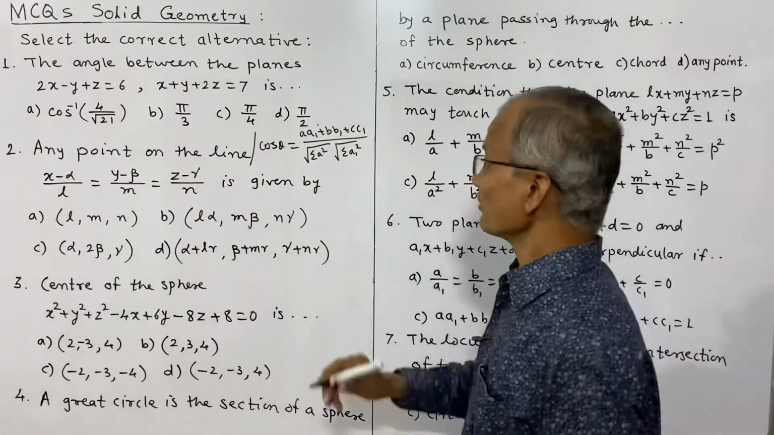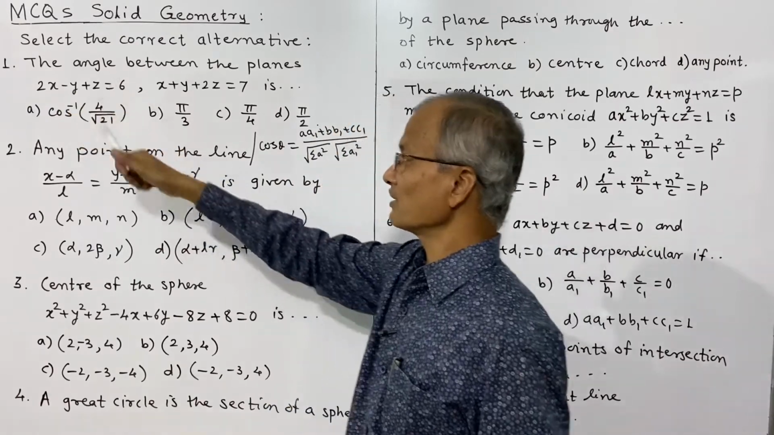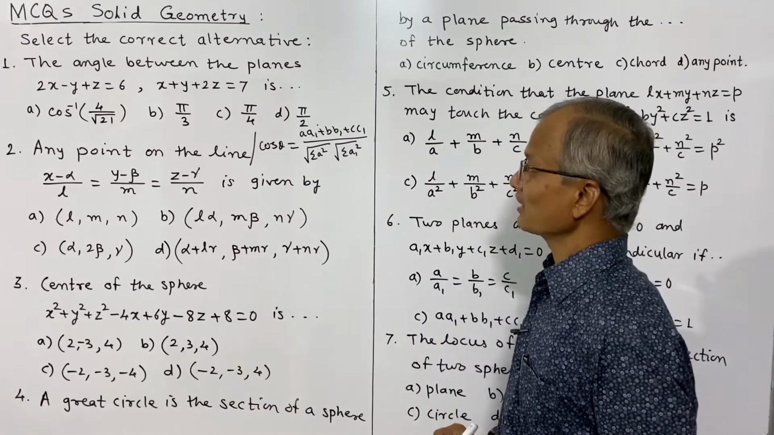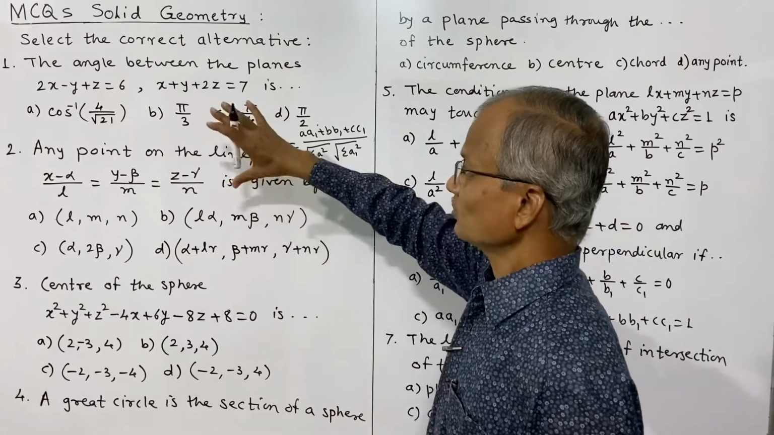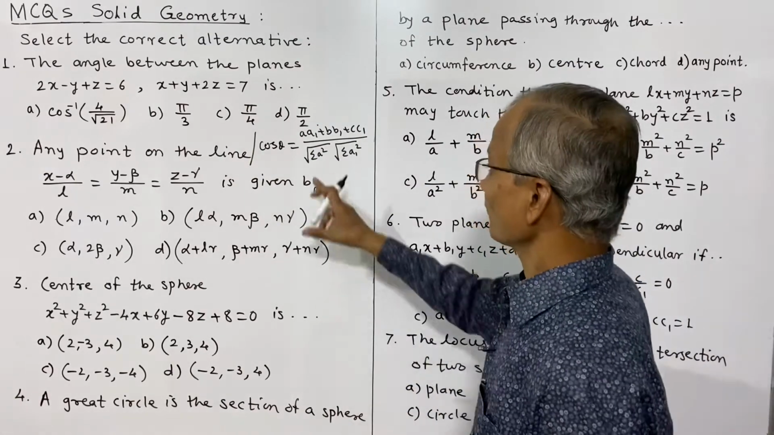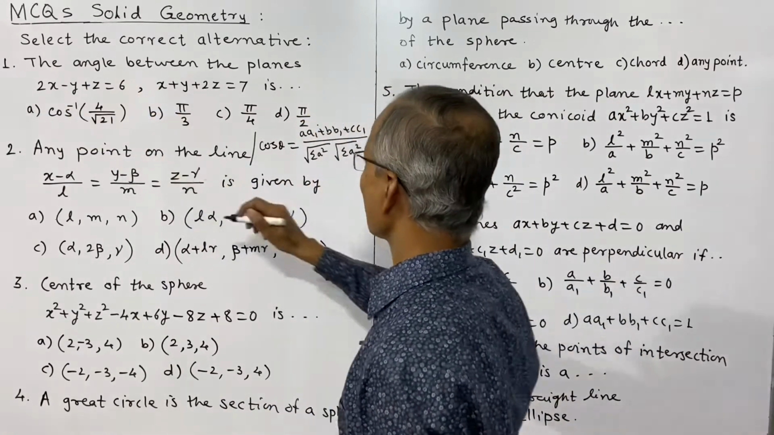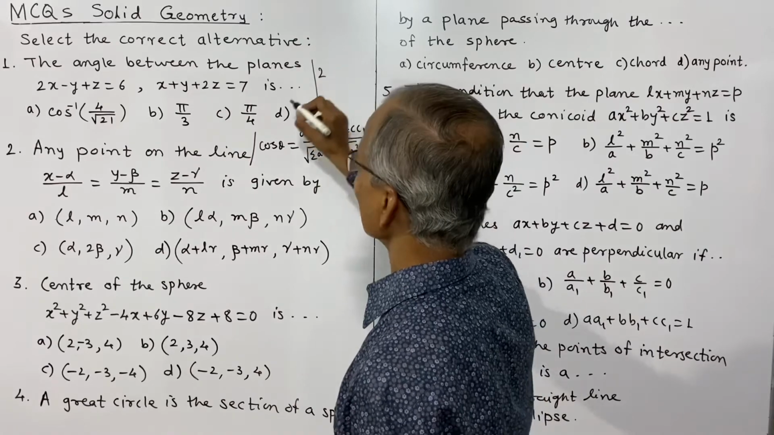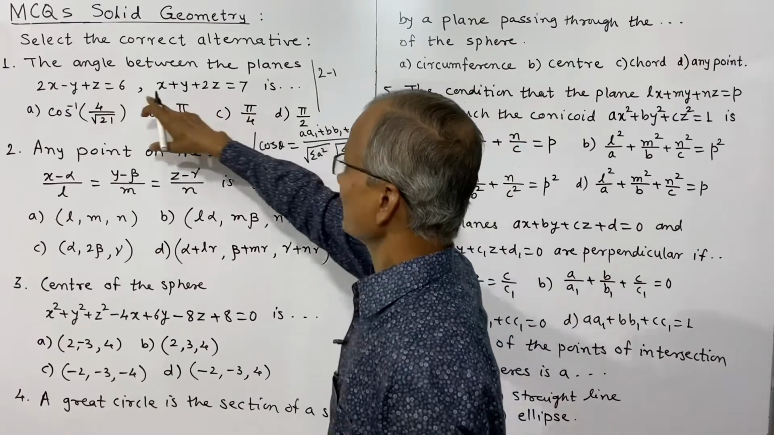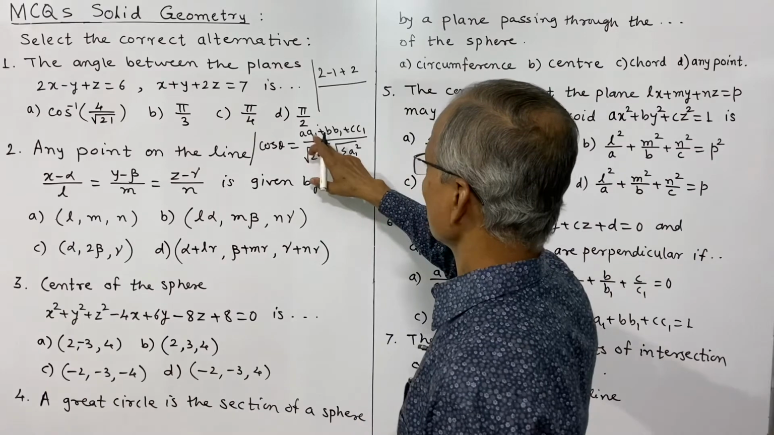So what does it mean? A, B, C are the coefficients of x, y, z in the first equation. A1, B1, C1 are coefficients of x, y, z in the second equation. The angle between the planes is the same as the angle between their normals, and therefore we have to use this formula. See, the value of A is 2, A1 is 1. So this will be 2 into 1, that is 2, minus 1 into 1, that is minus 1, and 1 into 2, that is again 2. So this will be the numerator.